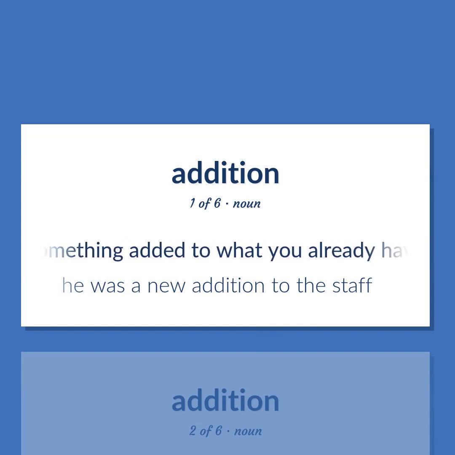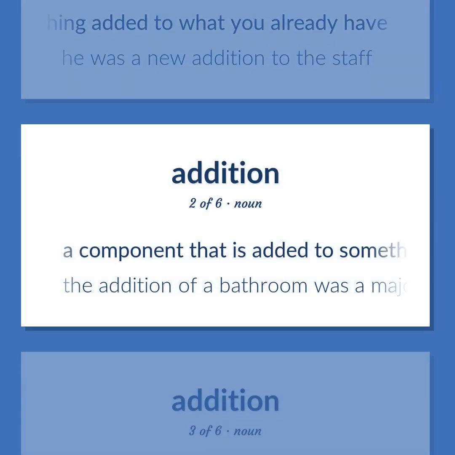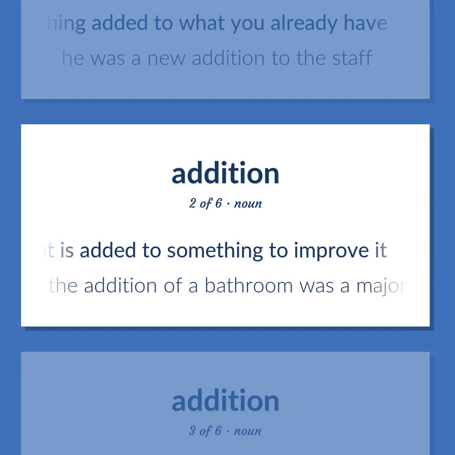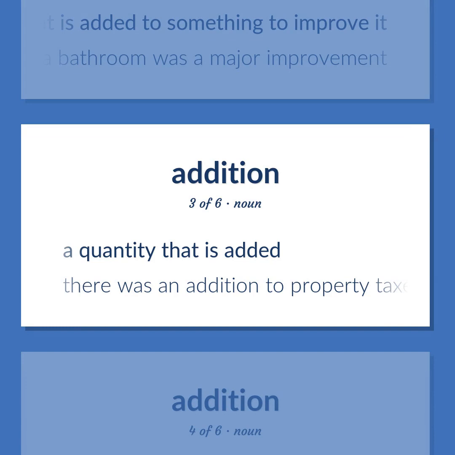Something added to what you already have. He was a new addition to the staff. A component that is added to something to improve it. The addition of a bathroom was a major improvement. A quantity that is added. There was an addition to property taxes this year.